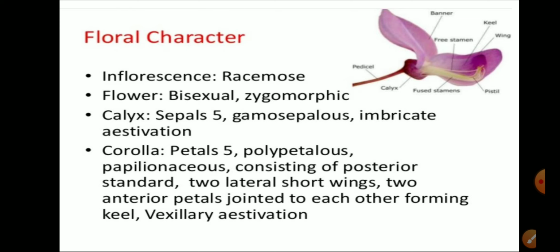In this case, calyx, the sepals: there are five sepals, and they are gamosepalous. Imbricated estivation is there. Gamosepalous means the sepals are joined. Corolla, that means five petals are there. Polypetalous, that means petals are separate, they are free. Papilionaceous, constituting a posterior standard, two lateral short wings, and anterior petals joined to each other, forming a keel. Vexillary estivation.